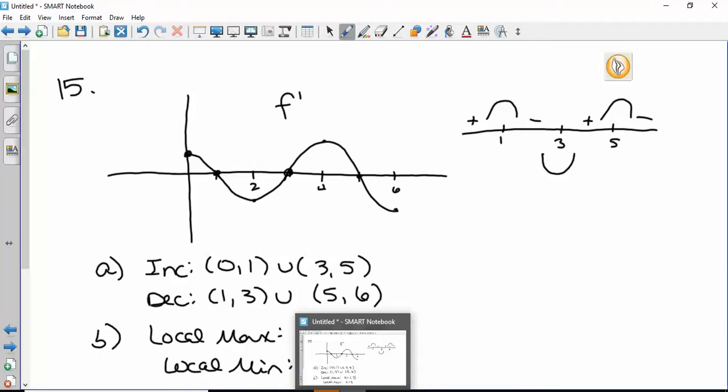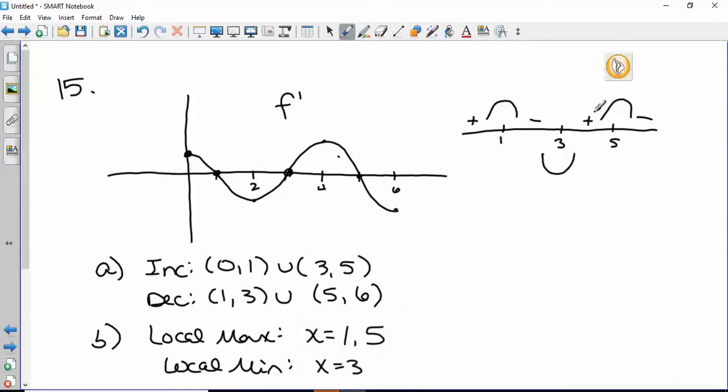So if I give you the graph of the first derivative, just turn it into that sign line, and then it looks how you're used to answering those questions. Is everybody comfortable on how I went from the graph to the sign line?